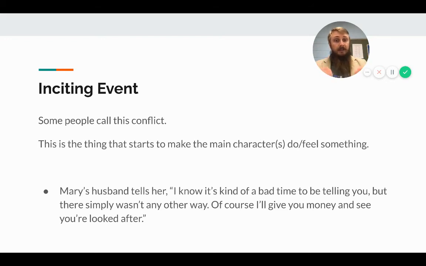In this one, what's the inciting event? What starts everything? Mary's husband tells her, "I know it's kind of a bad time to be telling you, but there simply wasn't any other way. Of course, I'll give you money and see you're looked after." Mary's husband says that he's going to leave her. That creates a problem. Mary, our character, has a problem, and her actions are all going to start happening because of this event.